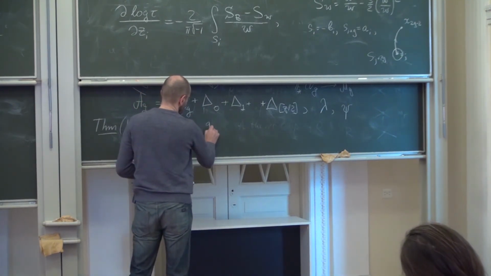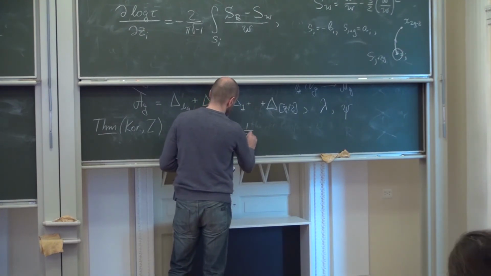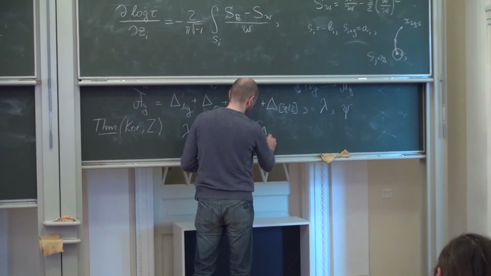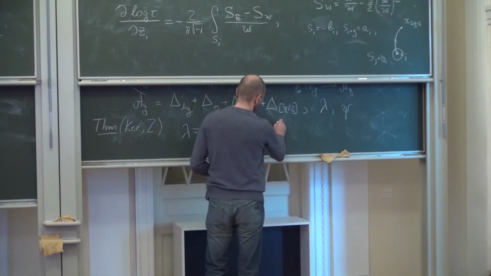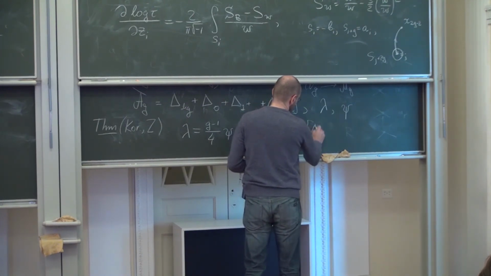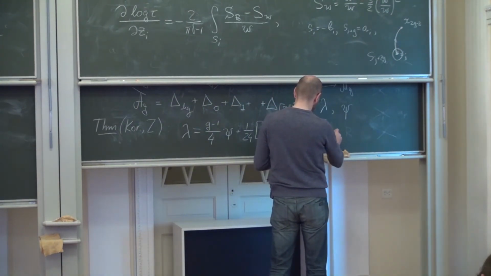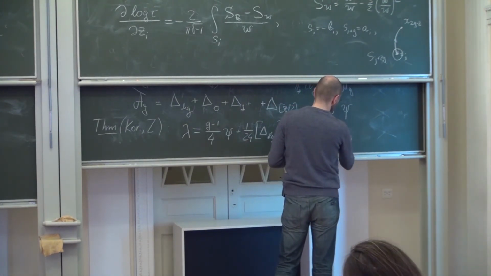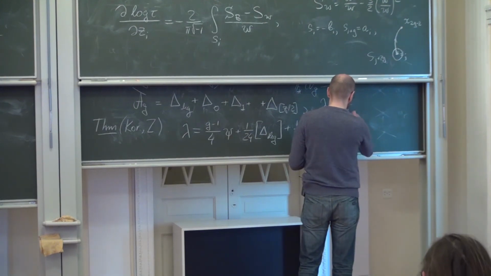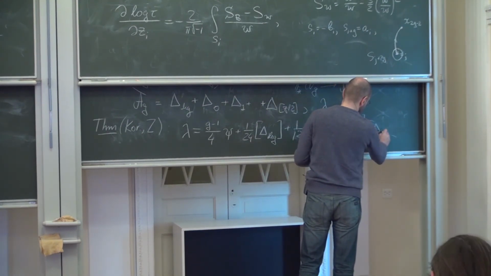So the Hodge class is g minus 1 over 4 times psi, plus 1 over 24 times the class of the divisor of degenerate differentials with non-simple zeros, plus 1 over 12 the class of the pullback of the divisor of irreducible curves, plus 1 over 8 the sum over j from 1 to the integer part of g over 2 of the classes of the divisors delta j.